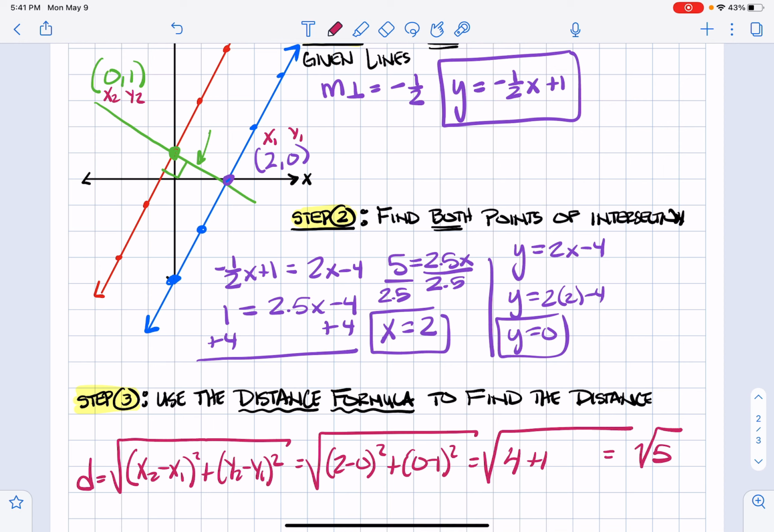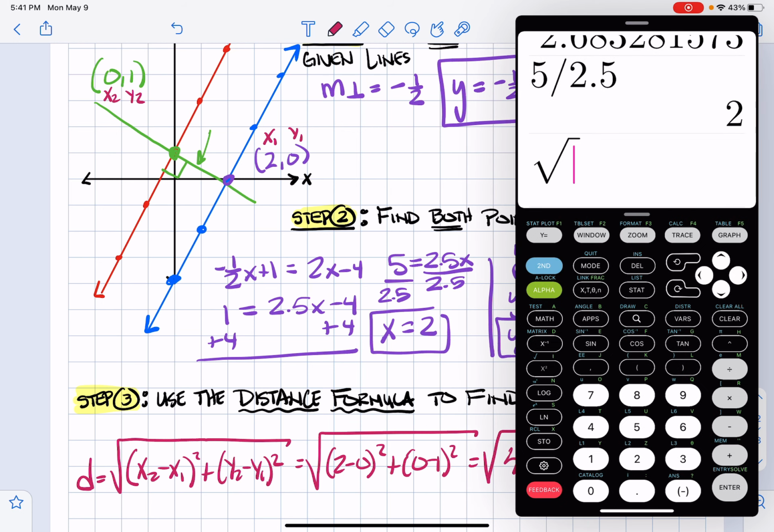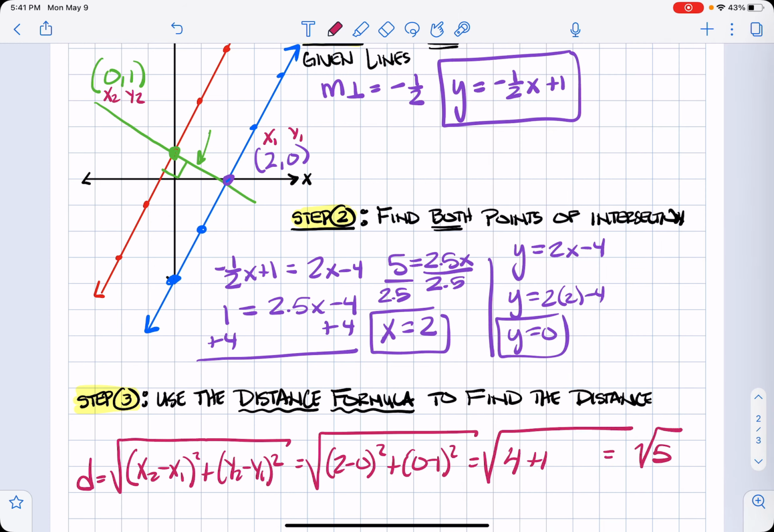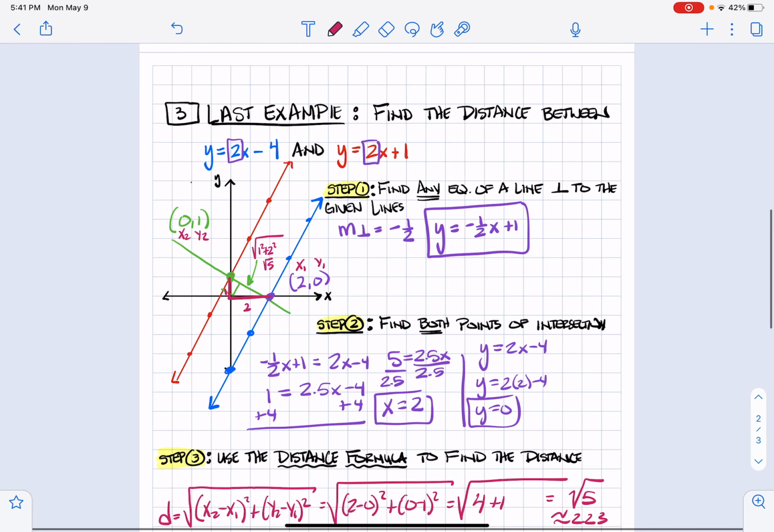Now, the square root of 5 is about 2.23, so approximately 2.23. The other way you could do this is you could use the Pythagorean theorem like we did in our last unit and figure out the side lengths. That's 2 and that's 1, and that's our distance. So that, again, is just the square root of 1 squared plus 2 squared, which is the square root of 5. That will also work, so you can totally do that as well if you wanted to.